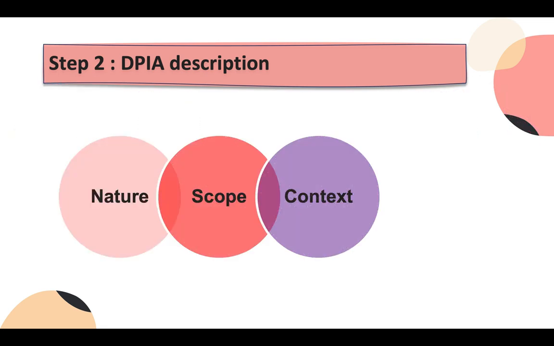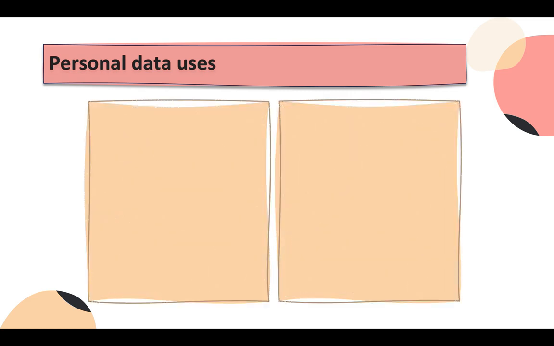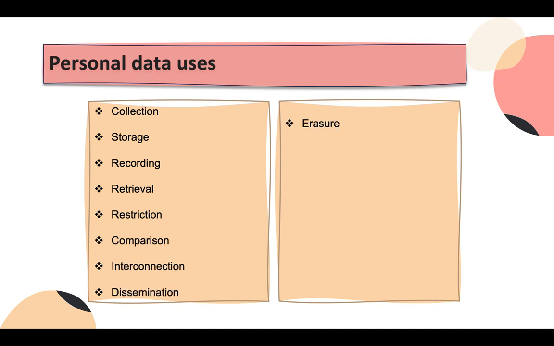The description of processing has 4 parts. This includes nature, scope, context, and purpose of the processing. Let's start with the first part, nature of the processing. This should highlight what exactly you are planning to do with the personal data. GDPR has described many different types of usage of the personal data. These include collection, storage, recording, retrieval, restriction, comparison, interconnection, dissemination, erasure, destruction, communication, modification, structuring, disclosure by transfer.